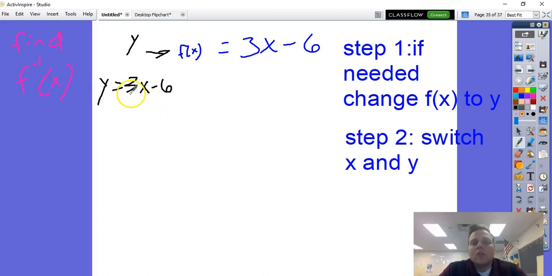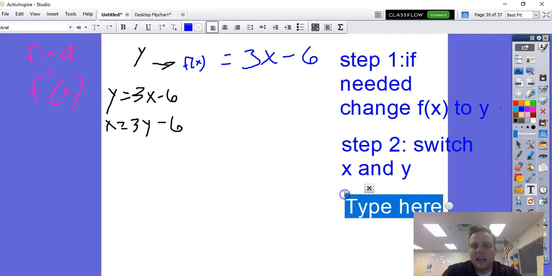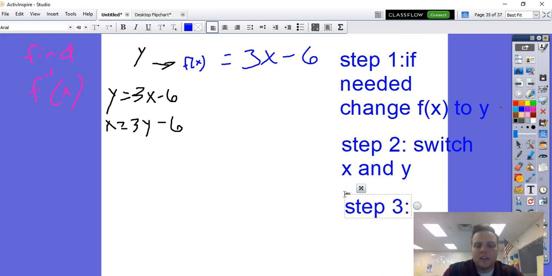So now what we're going to do is actually do step 2. We're going to switch x and y. So we say x is equal to 3y minus 6. Now notice, the only thing that switched was y and x. None of the numbers moved, none of the negative signs moved, nothing else moved other than the y and the x. So the next thing I'm going to do is solve for y. So you might put down, if you're enjoying these steps, that step 3 is solve for y.